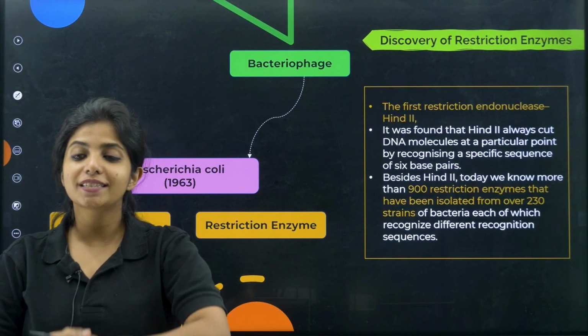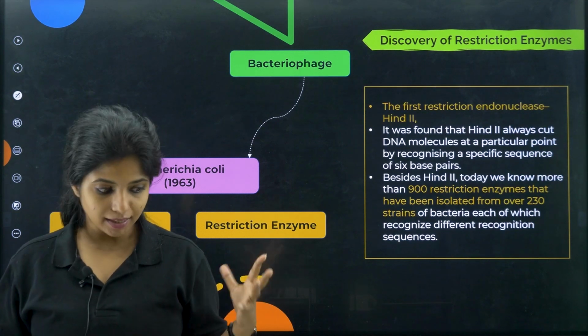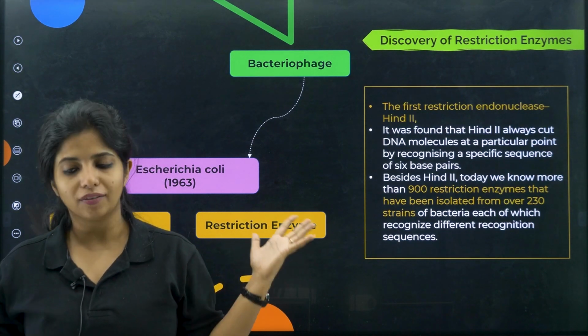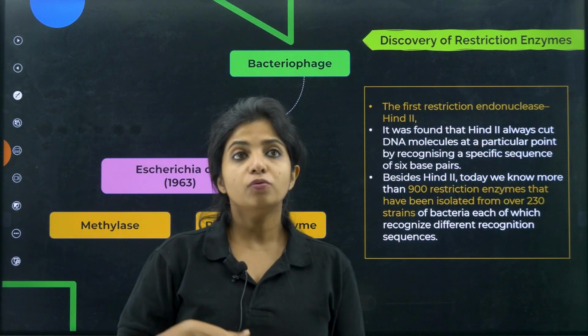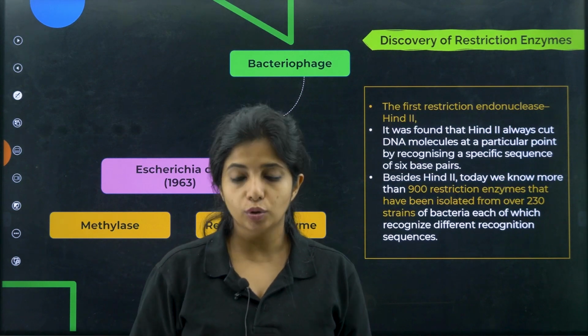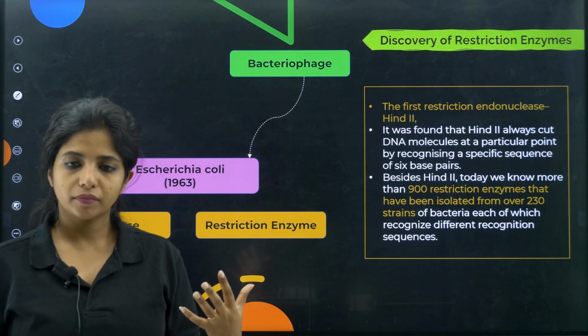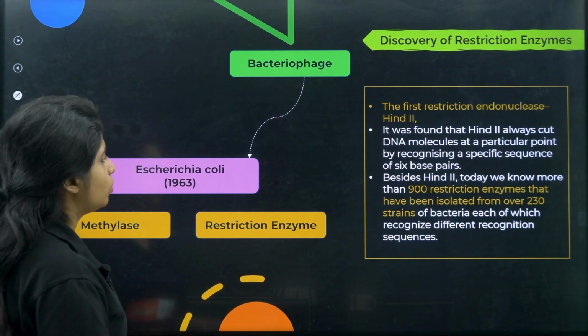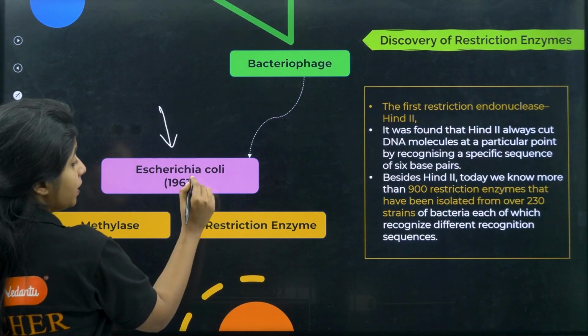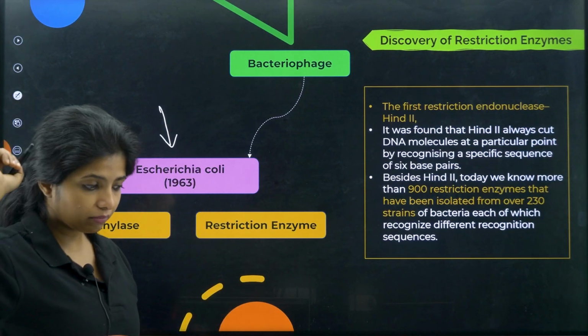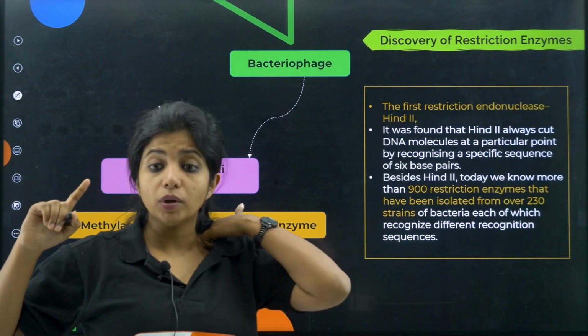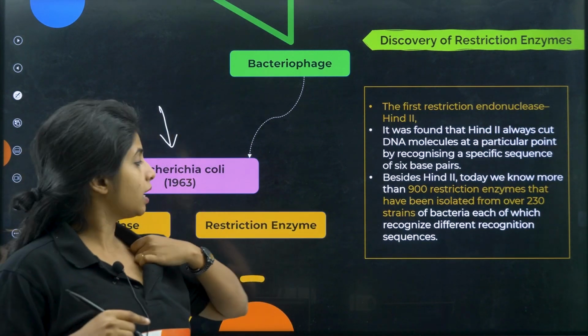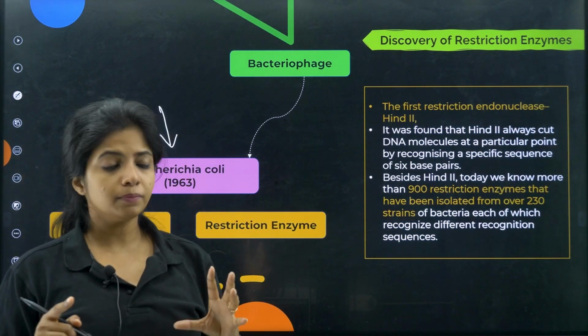So, now, discovery of restriction enzymes. The next thing, as I said, we had to cut it before, but okay, we will talk about it now. How were restriction enzymes created? People were doing a lot of experiments, and now they had Escherichia coli, and this happened in 1963. The first recombinant DNA was found in 1972.